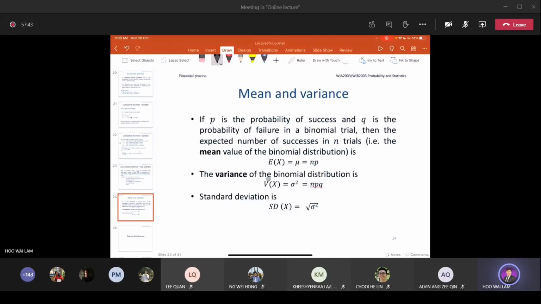And for variance, you calculate n times p times q, or n times p times 1 minus p. It's the same. Standard deviation, of course, you just do a square root on it, a square root of npq. It's the same.